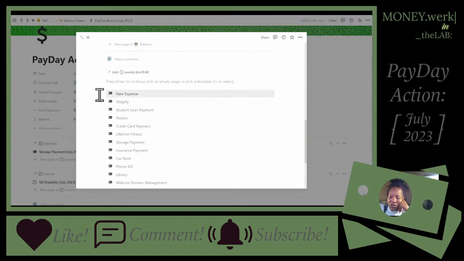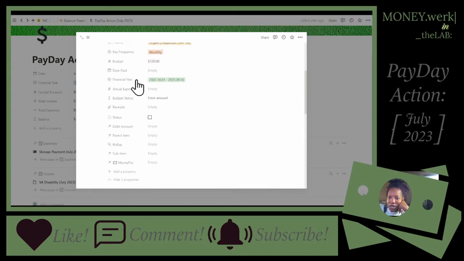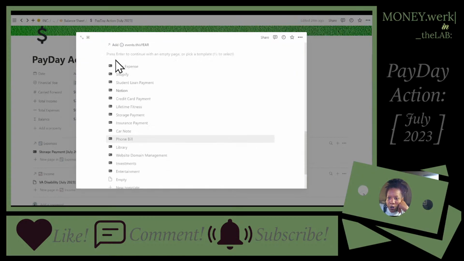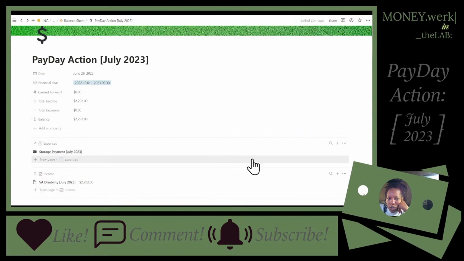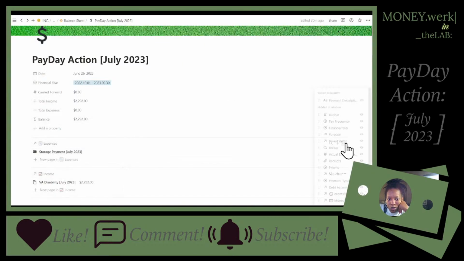So I have templates for each expense, just so I can click it and the information automatically populates in there. So this one is for the storage payment. Is there a property that's supposed to show up though? I'll put the budget here. There you go. So there's that.